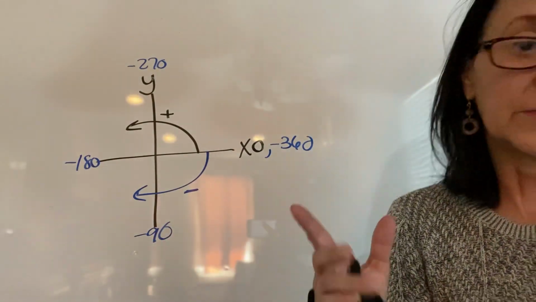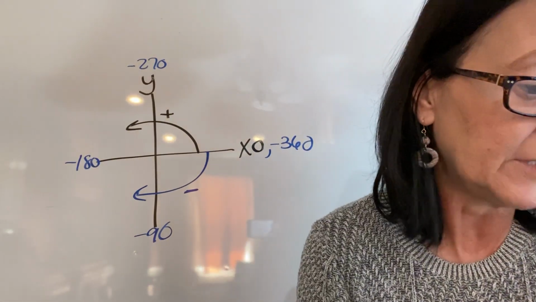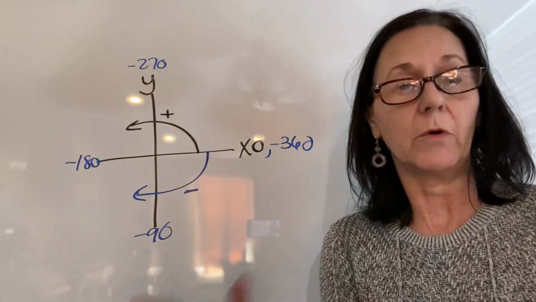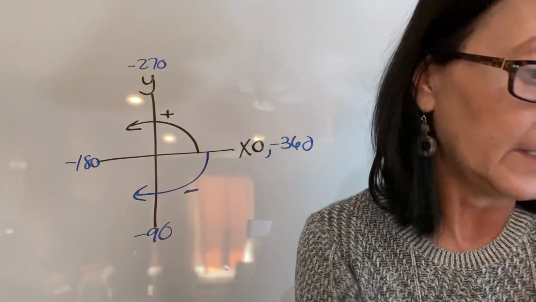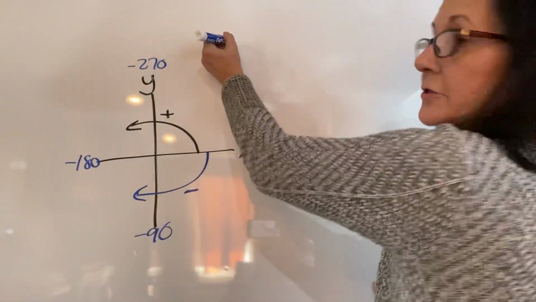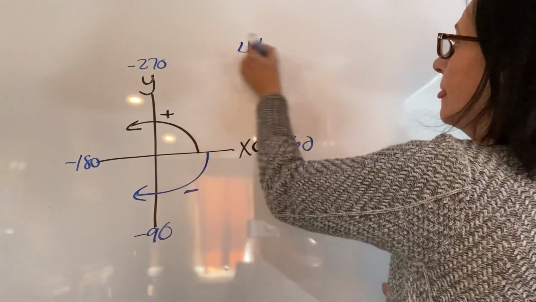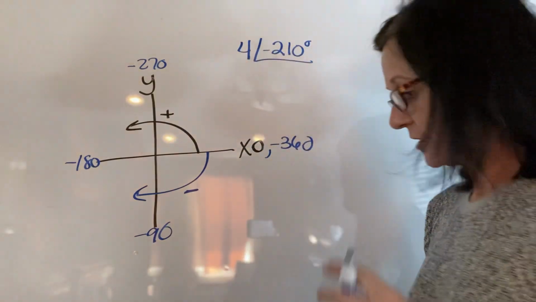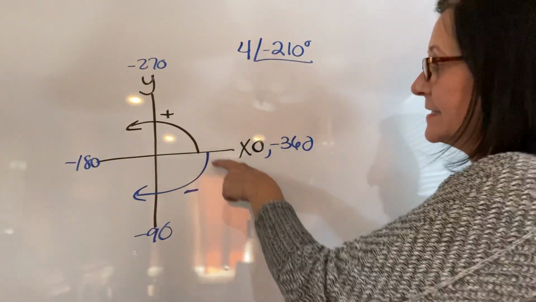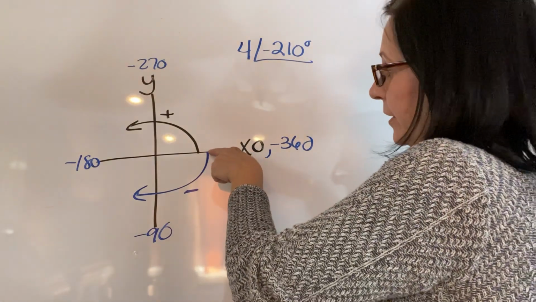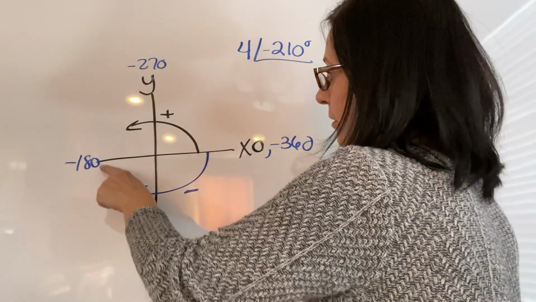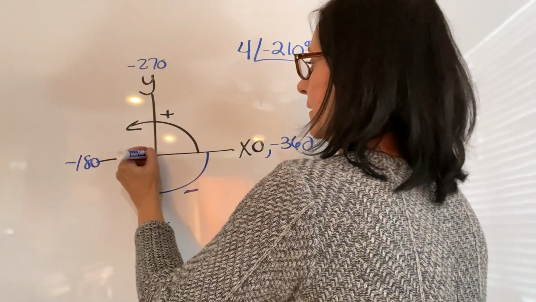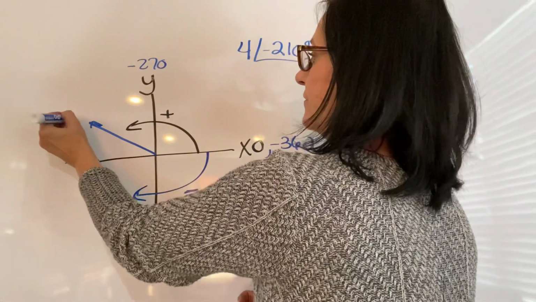All right, so we're going to start with example 72.2. It's given in polar form. We want to write it in rectangular form. So 4 at negative 210 degrees. All right, so we have to decide what quadrant that is in. We're going to go 0, negative 90, negative 180. Somewhere up here is going to be negative 210.